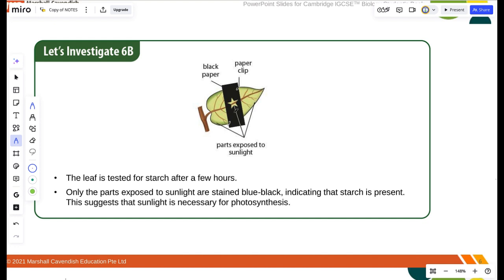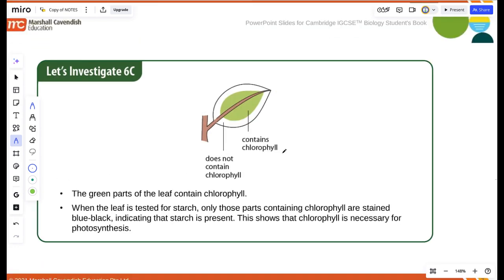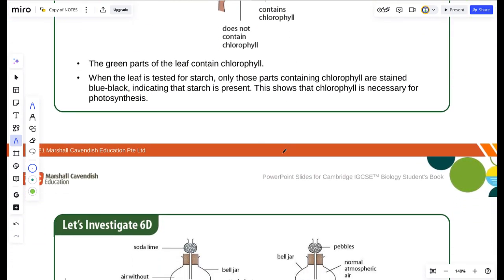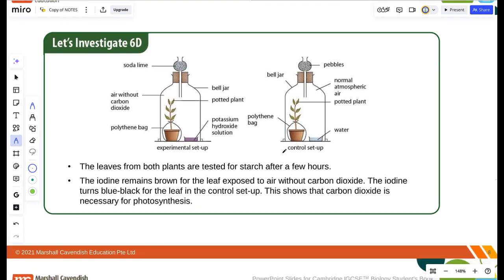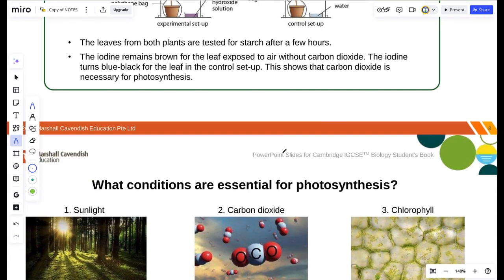And then after maybe a long time, come, pluck that leaf, bring it out, and test this side and this other side. You see that here will not turn blue-black at the end of the day. Only this side will turn blue-black. So this shows that the part that is not exposed to the sun does not contain the starch. Okay, now let's move on quickly. These are just investigations. You can pause the video and carry out this investigation.